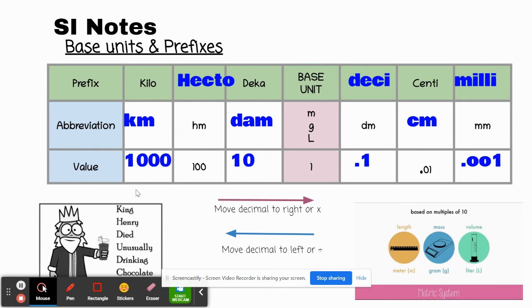And sometimes people make little mnemonic devices to remember things. And here's one that might help you remember: King Henry died unusually drinking chocolate milk, to help remember the order of these base units and prefixes. You could use that one or come up with one of your own.